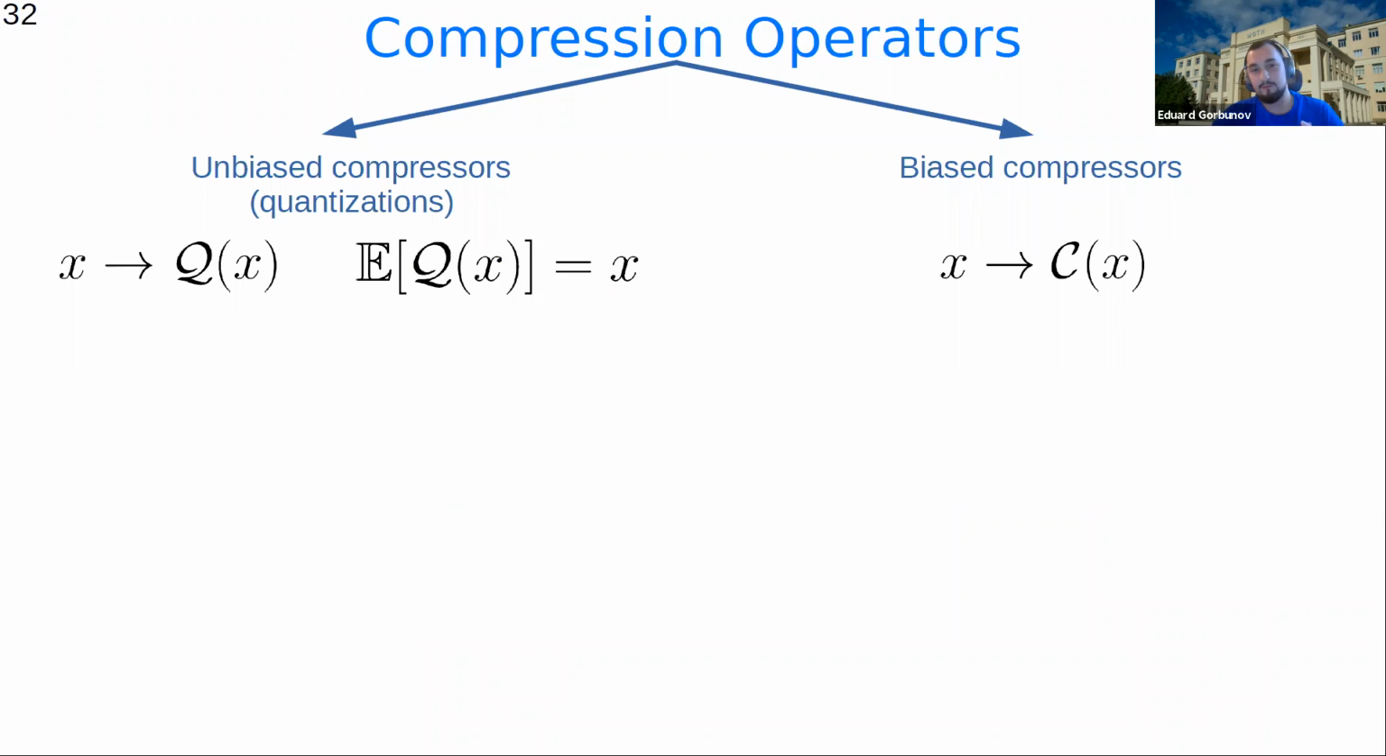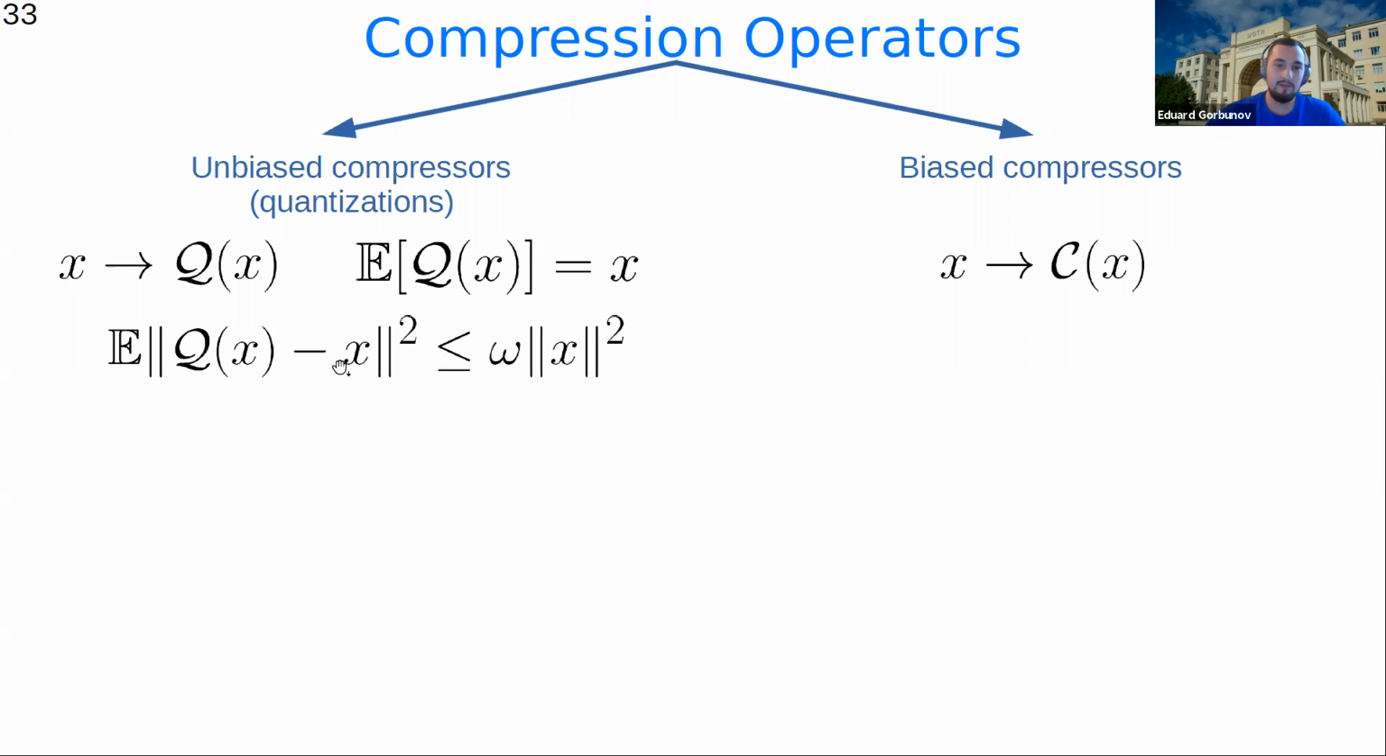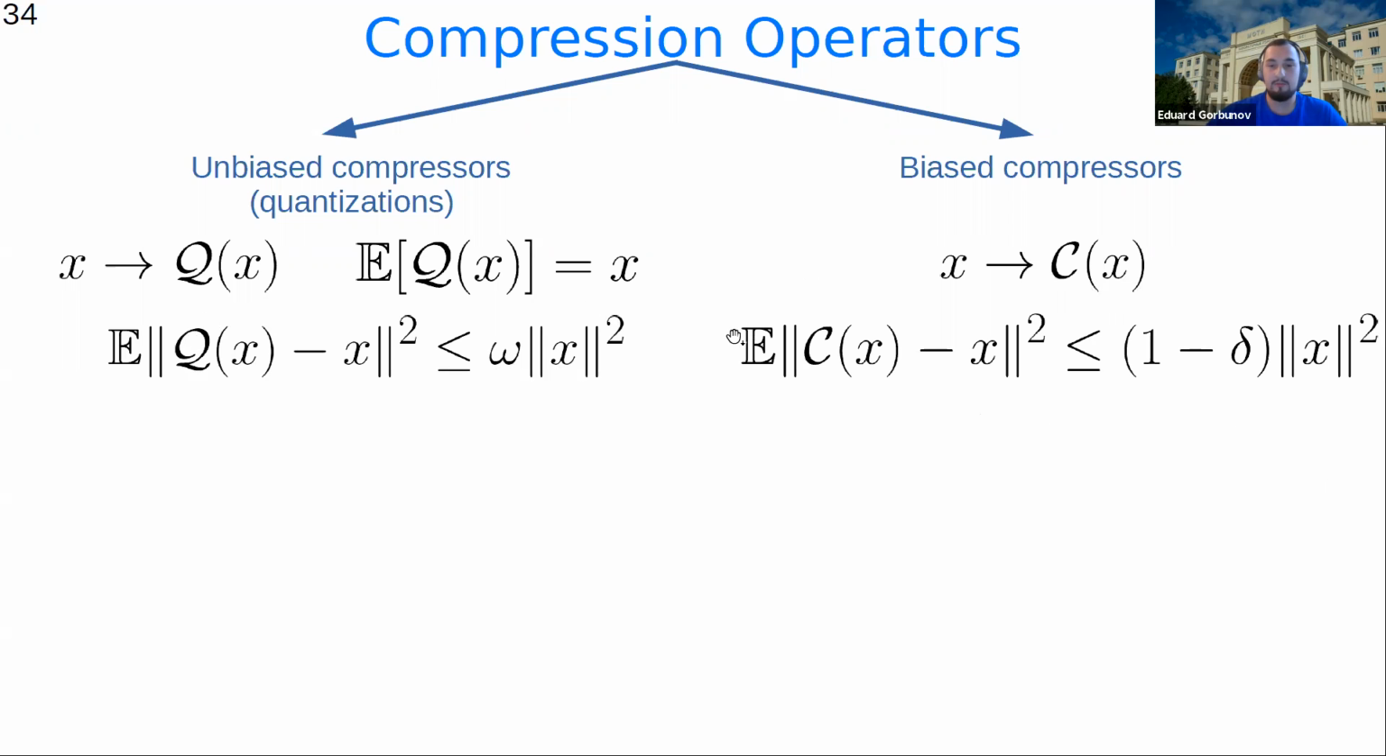We will focus on two different classes of compressors. The first class is unbiased compressors, or quantizations, and the second class is biased compressors. For unbiased compressors, we will assume that the variance of the compressor is bounded by the squared norm of the input vector times some constant omega. This constant omega depends on the type of compressor. For biased compressors, we will assume this inequality: in expectation, the squared difference between the input vector and the compressed vector is smaller than 1 minus delta times the squared norm of the input vector. And this delta also depends on the compressor.